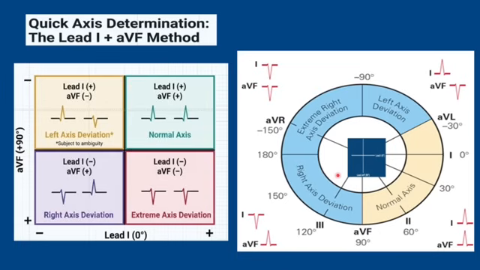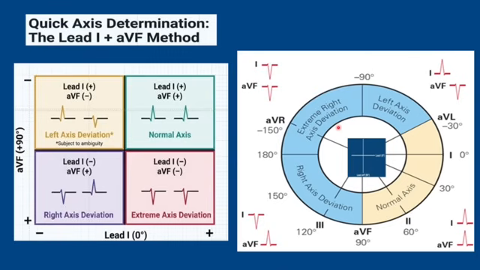If lead 1 is positive but aVF is negative, I will not go in this direction. I go to the opposite because aVF is negative. So this will lead to left axis deviation. And if I have negative lead 1 and negative aVF, this will give extreme axis deviation.